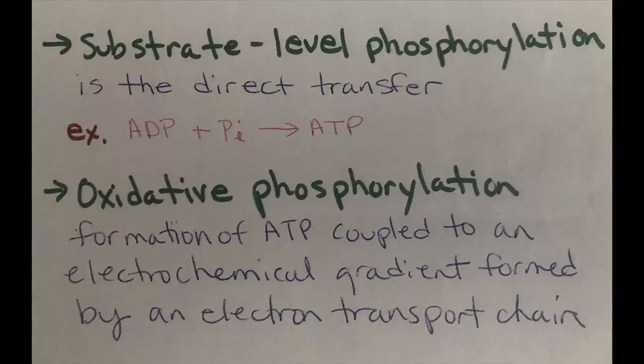This means that the formation of ATP is coupled to an electrochemical gradient formed by an electron transport chain on the inner mitochondria membrane. Most of our ATP is made through oxidative phosphorylation.